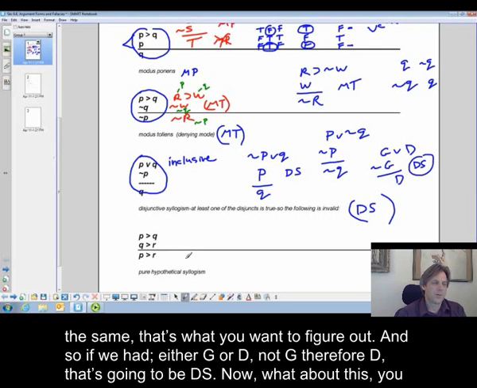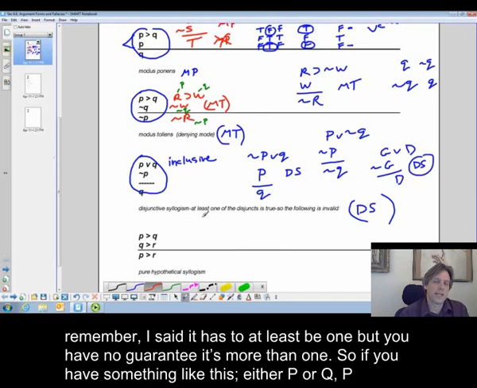Okay? Now, what about this? You remember I said it has to at least be one, but you have no guarantee it's more than one. So if you have something like this, either P or Q, right?